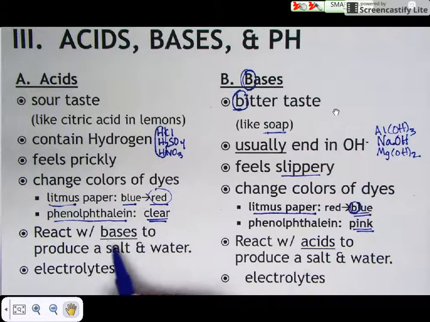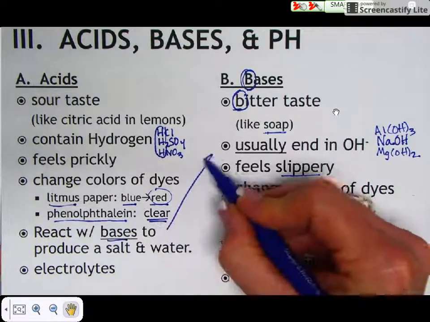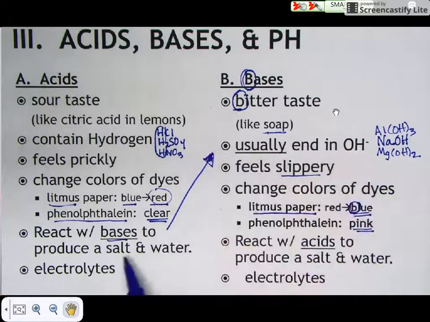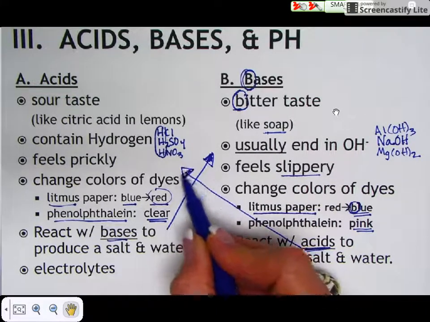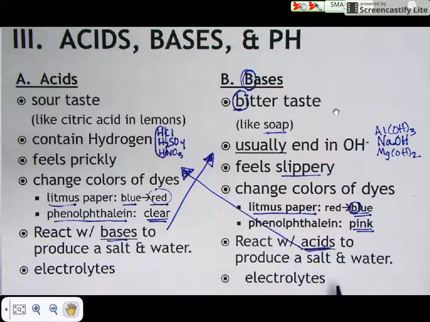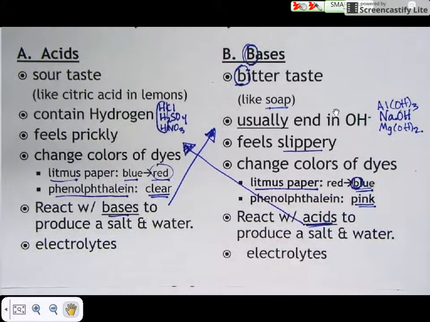Acids react with bases to produce a salt and water. Bases react with acids to produce a salt and water. So basically, they react with one another, and the products will be salt and water.